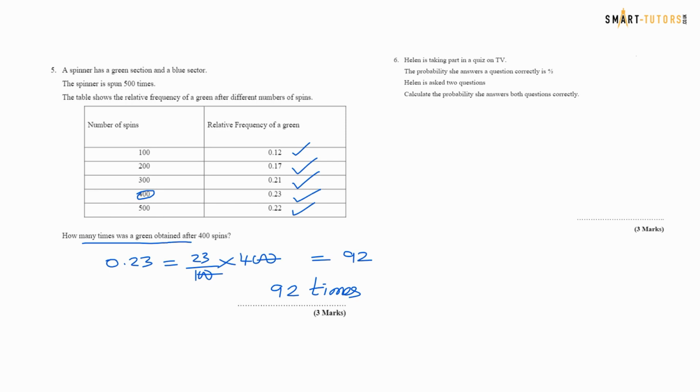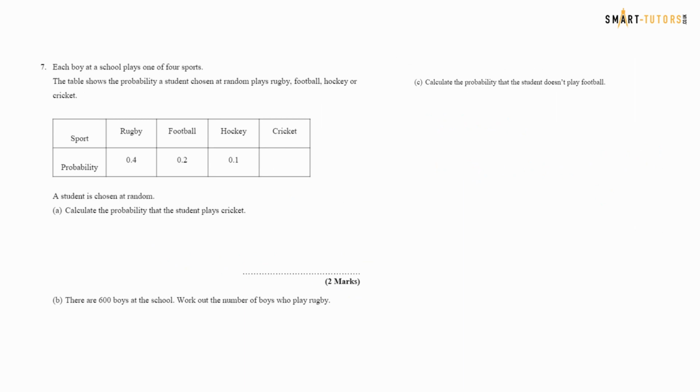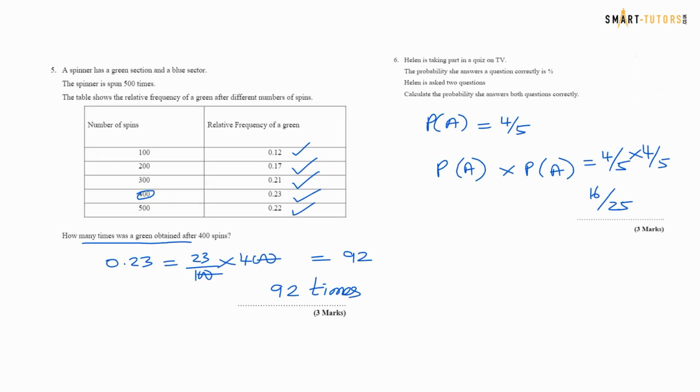Helen is taking part in a quiz on TV. The probability she answers correctly is 4 upon 5. Helen is asked 2 questions. Calculate the probability she answered both questions correctly. So probability of answering times probability of answering. The final answer is 4 upon 5 times 4 upon 5, so 16 upon 25 is the answer for question number 6. It's 3 marks.